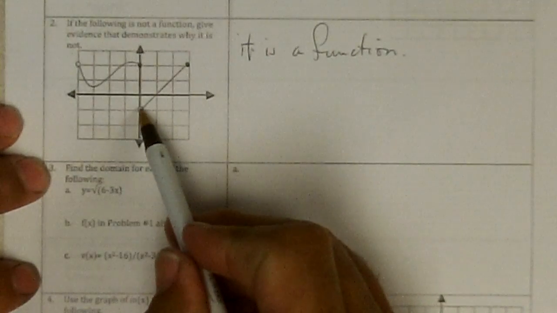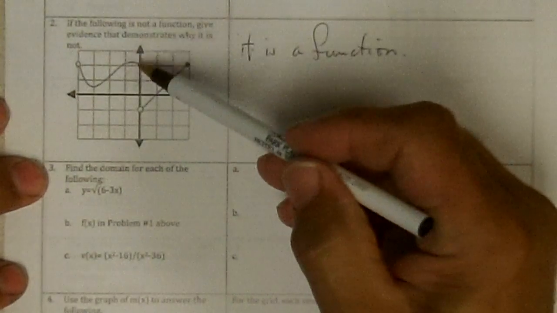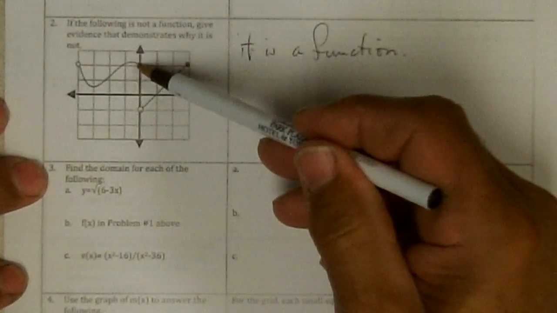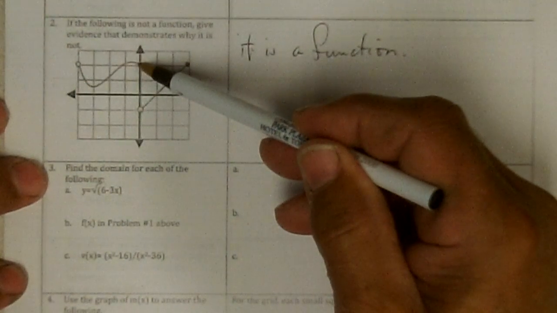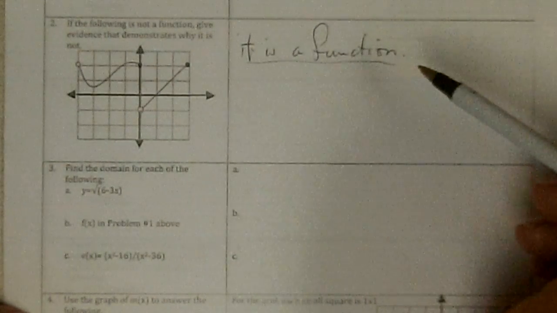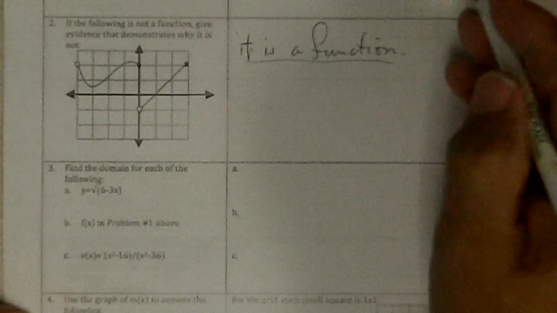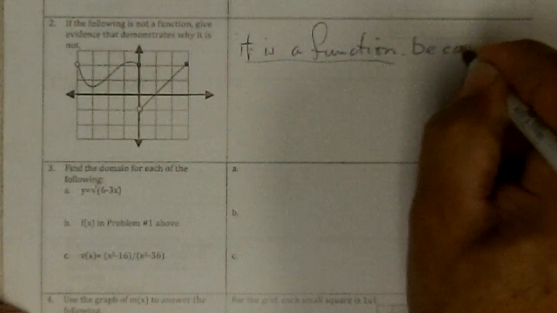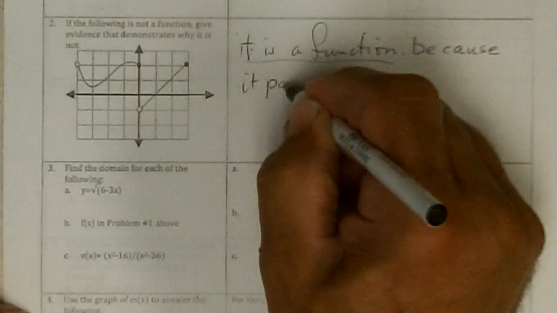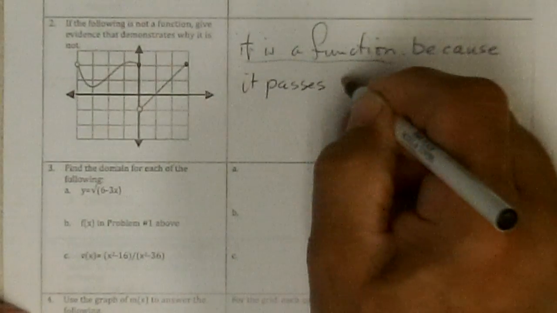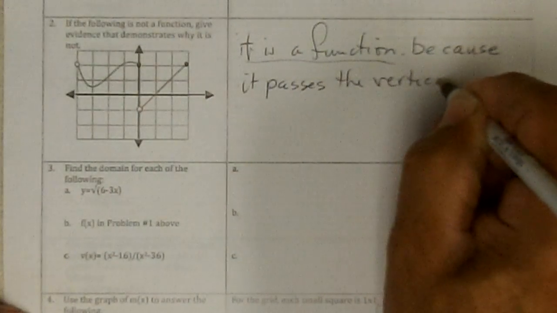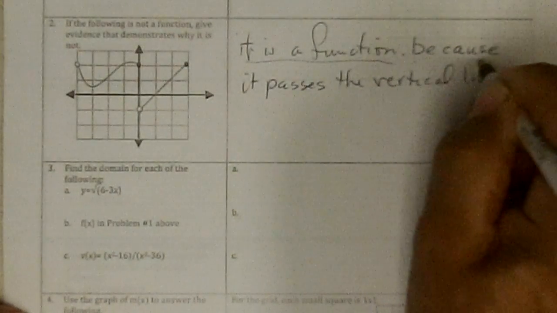If it wasn't, if that circle was filled in, then I would say it doesn't pass the vertical line test at 0 because it had two y values for that same x value of 0. But this one is a function because it passes the vertical line test.